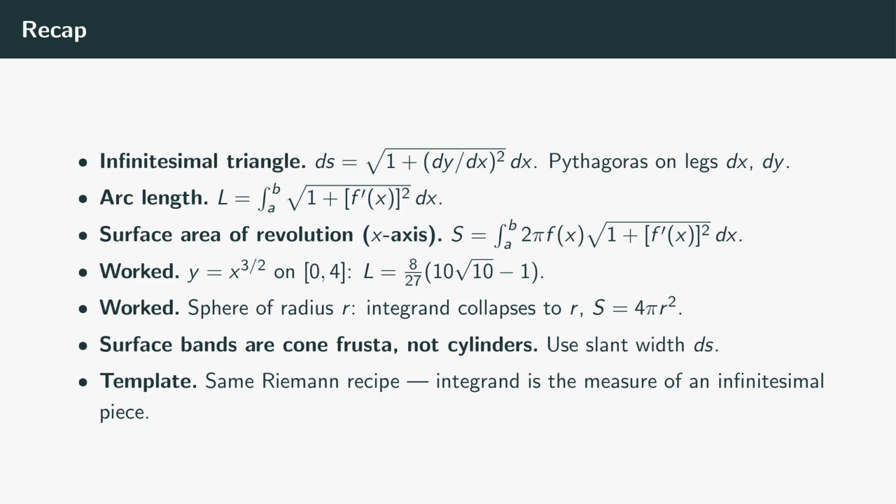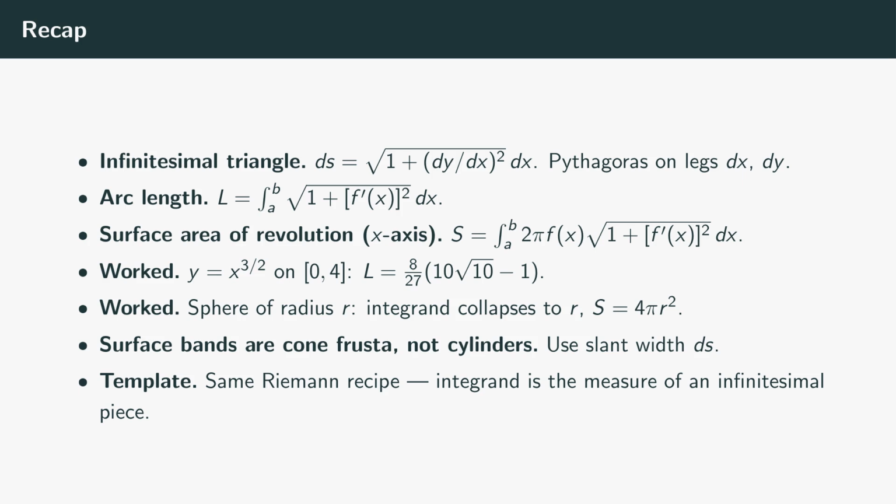Worked example, the sphere of radius r. The integrand collapses to the constant r by perfect cancellation of radius against slant. The integral gives S equals 4 pi r squared, Archimedes' classical result in 3 lines. Key conceptual point: the infinitesimal pieces of a surface of revolution are cone frustums, not cylinders. Use slant width ds, not horizontal width dx.